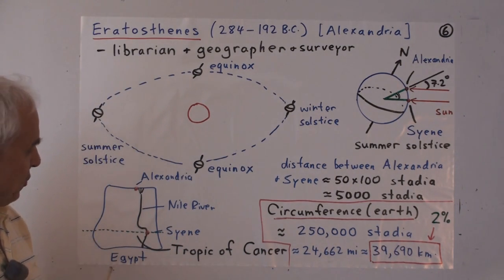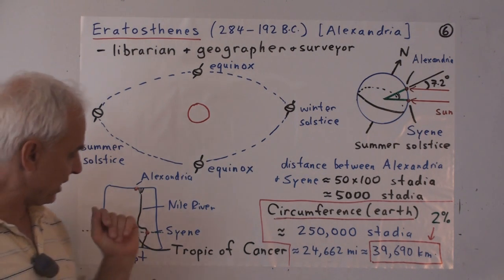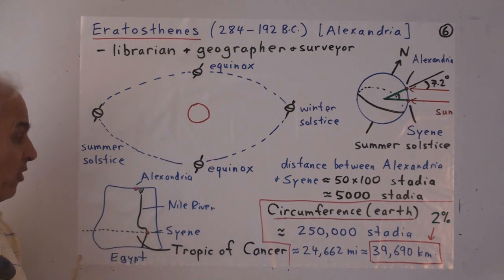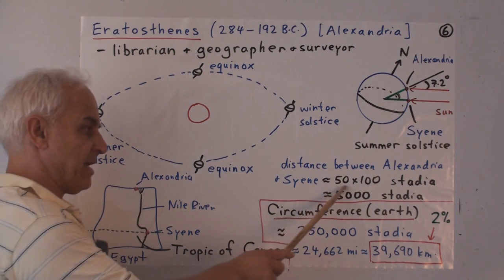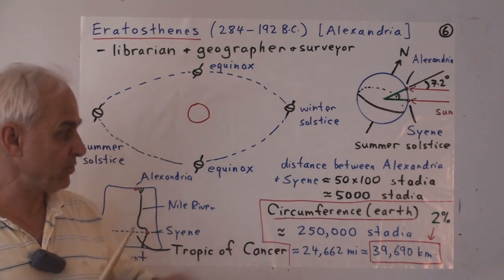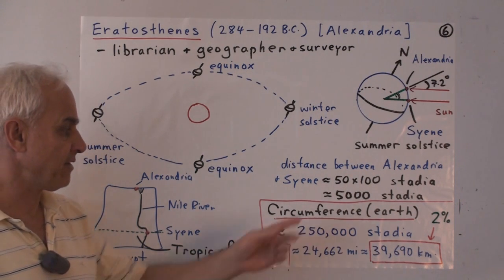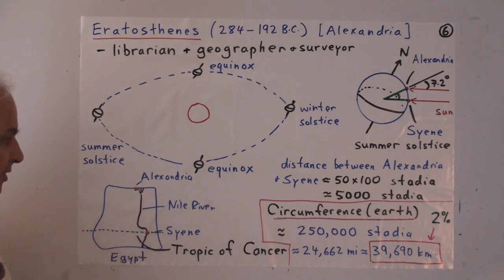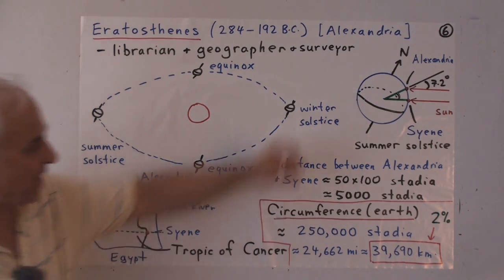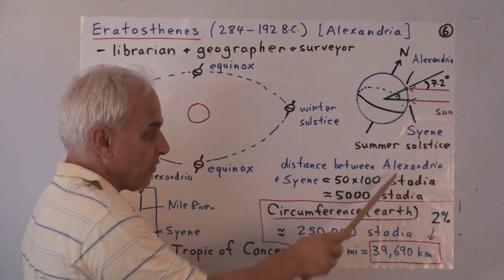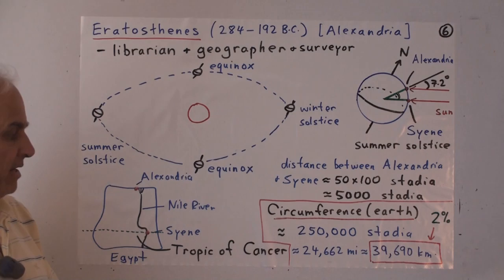And he knew that the distance between Alexandria and Syene was roughly 5,000 stadia. He knew that because he was involved in surveying. He had done a lot of surveying for the Egyptian pharaoh. And he also knew that merchants who traveled between Alexandria and Syene typically took 50 days with their camels. And the camels traveled 100 stadia a day, and so he could deduce that 5,000 stadia was the distance between here and here. So knowing the angle is 7.2, knowing that this distance along the surface of the Earth was 5,000 stadia, he made an easy calculation.